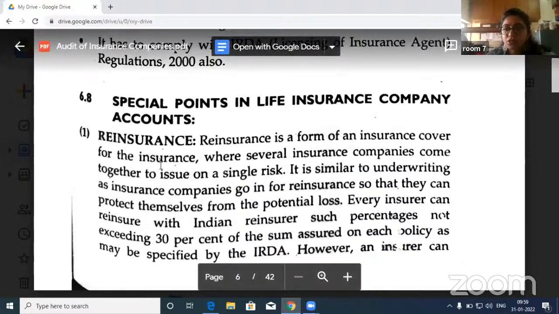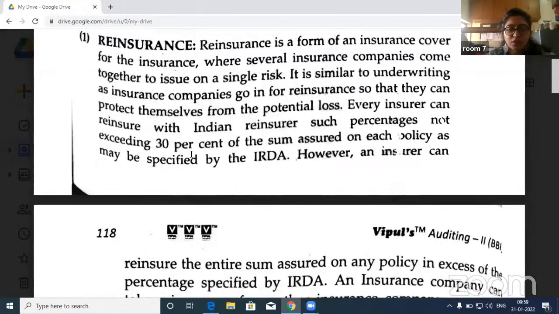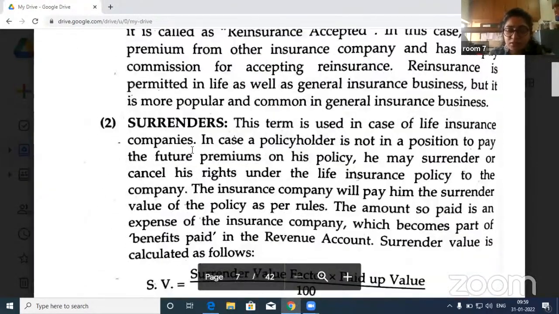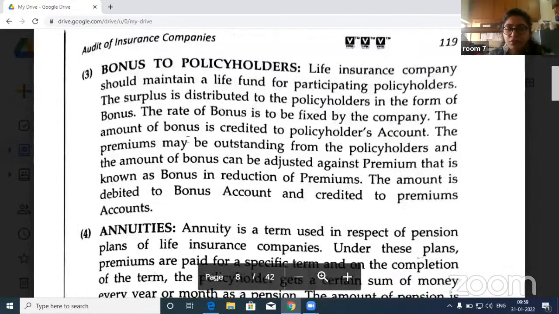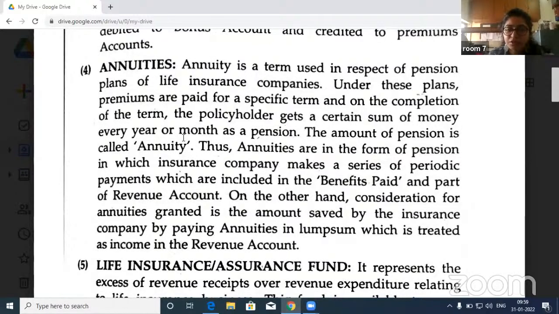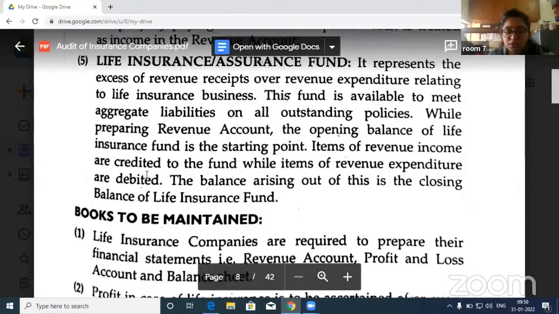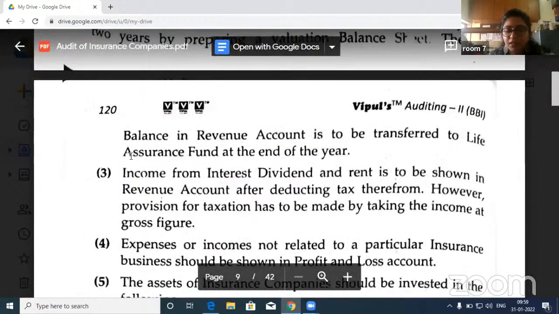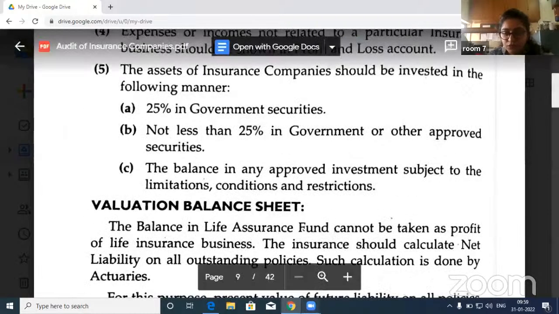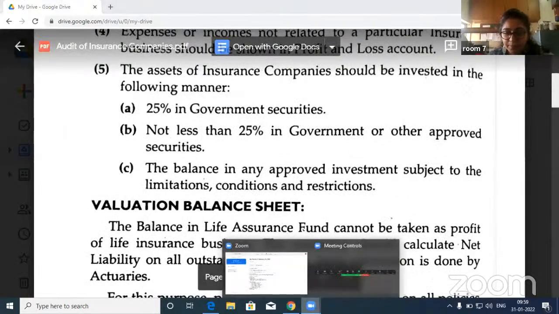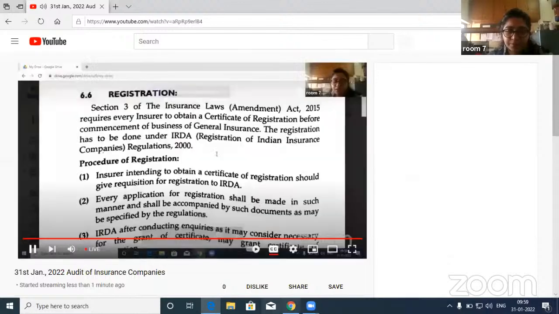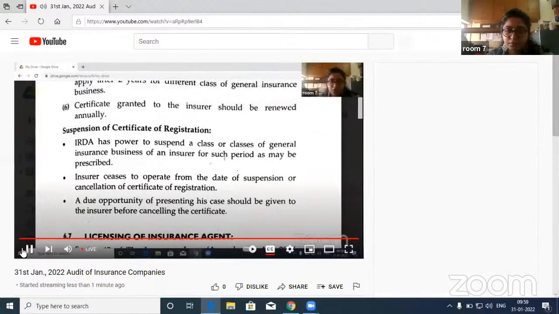And some other special points also, like reinsurance, surrenders, bonus to policyholders, annuities, life insurance or assurance fund. These are all concepts related to life insurance companies. Books to be maintained, I told you. Its procedure. Suspension of the certificate. License.